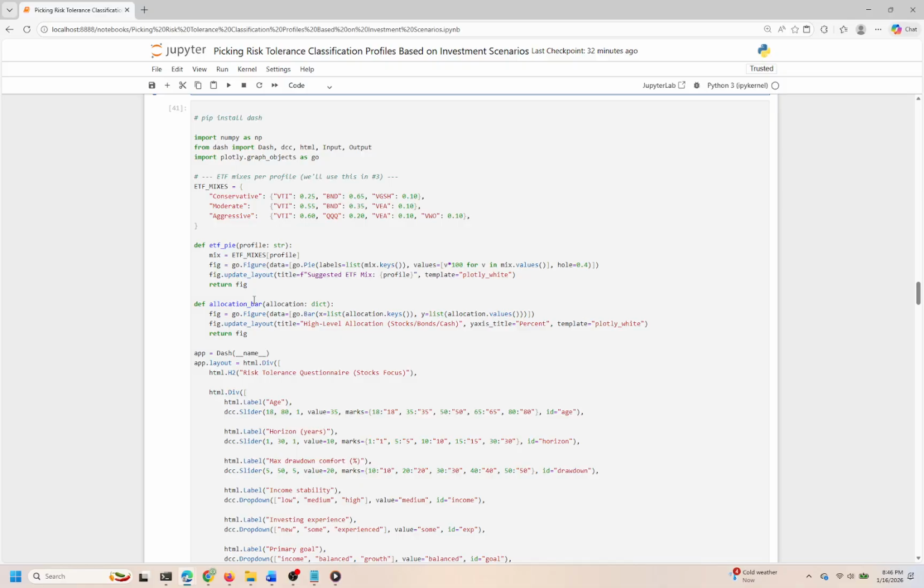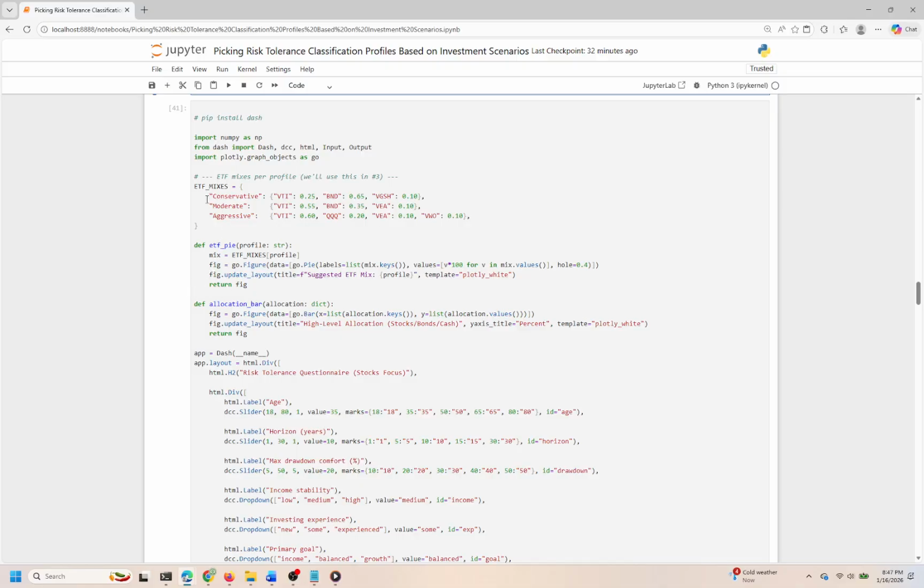Cell 10. In this cell, we set up a dynamic web application using Dash to create a risk tolerance questionnaire focused on stock investments. This area of financial planning is crucial, as understanding an individual's comfort with risk can shape their investment strategy, ensuring both compatibility with their financial goals and psychological comfort.